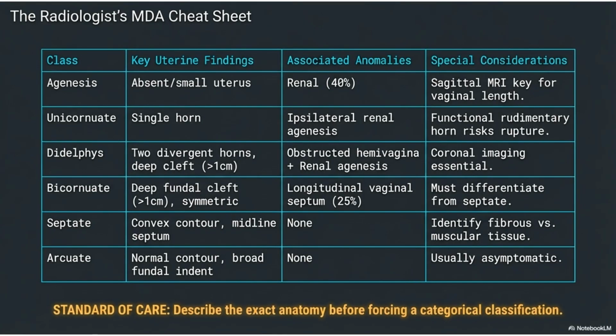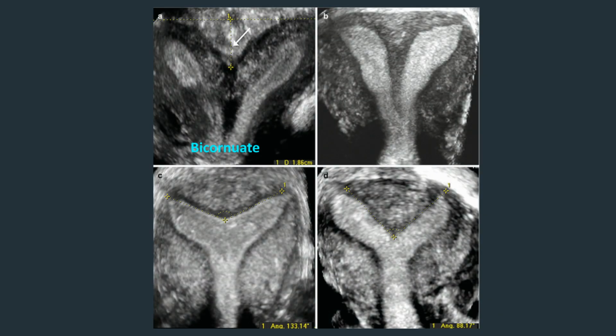This cheat sheet summarizes key findings, associated anomalies, and special considerations for each MDA class. Remember, the standard of care is to describe the exact anatomy before forcing a categorical classification. This slide provides an atlas view of different MDA types using ultrasound, highlighting bicornuate, septate, arcuate, and subseptate uteri. This visual comparison aids in understanding the morphological distinctions discussed in the ASRM classification.